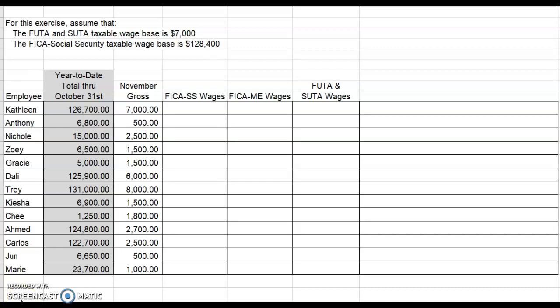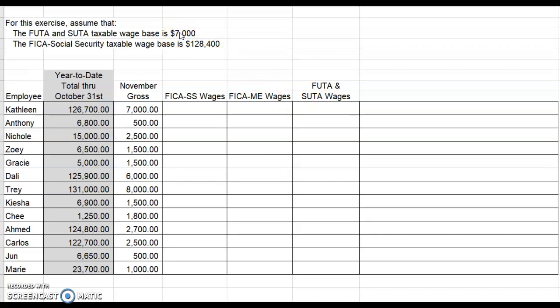The wage base for Social Security tax usually changes each year. For 2018, it was $128,400. The FICA Medicare tax is imposed on all gross wages without limitation. The FUTA and California SUTA wage base has remained at $7,000 for many years.